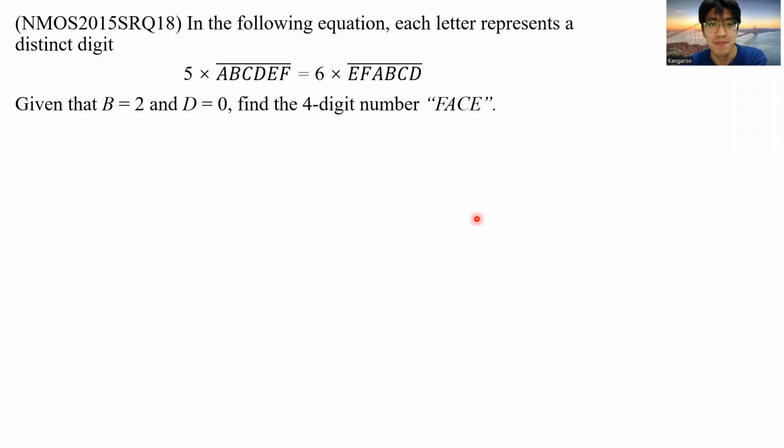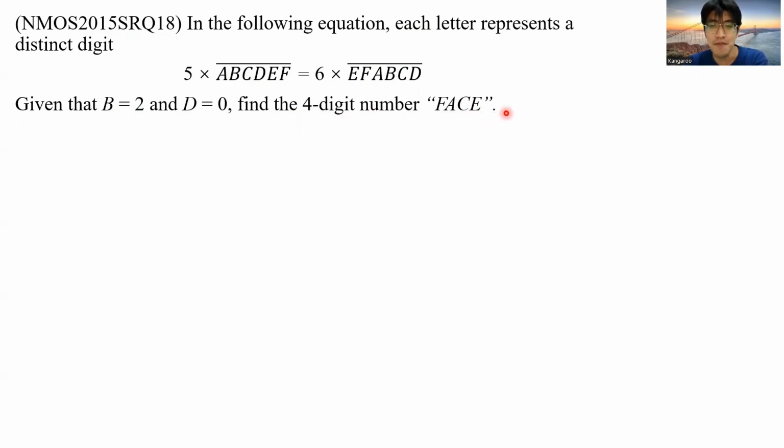I'm teacher Cedric. Today, let us have a look at another NMOS question from the year 2015 special round, question 18. In the following equation, each letter represents a distinct digit. 5 times ABCDEF equals 6 times EFABCD. Given that B equals 2 and D equals 0, find the 4-digit number FACE.